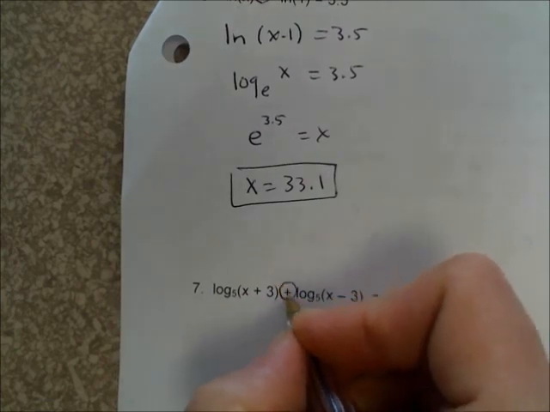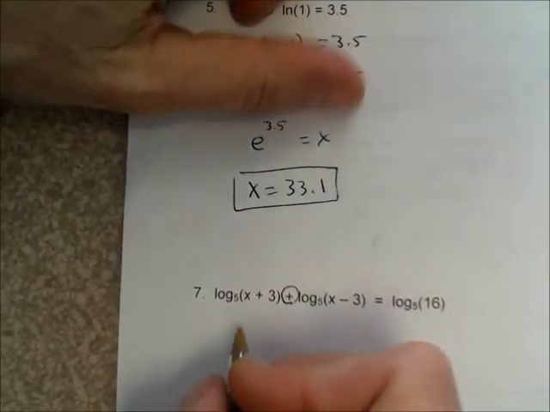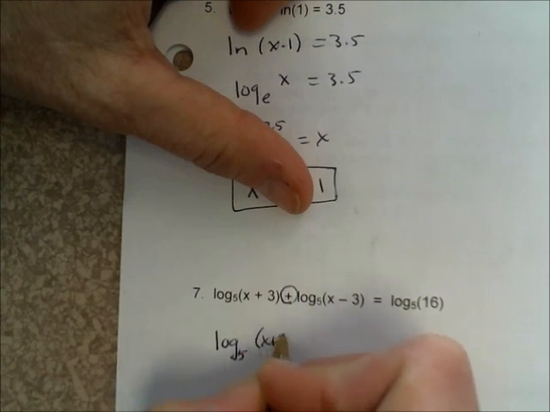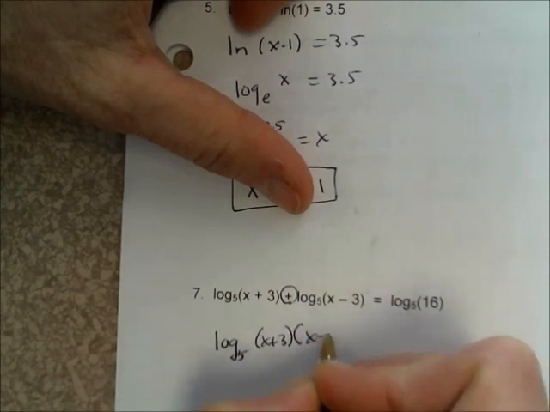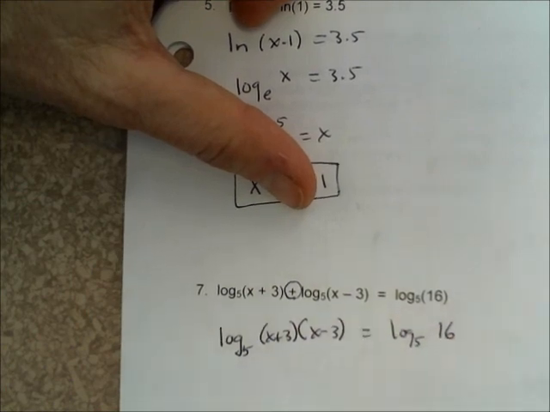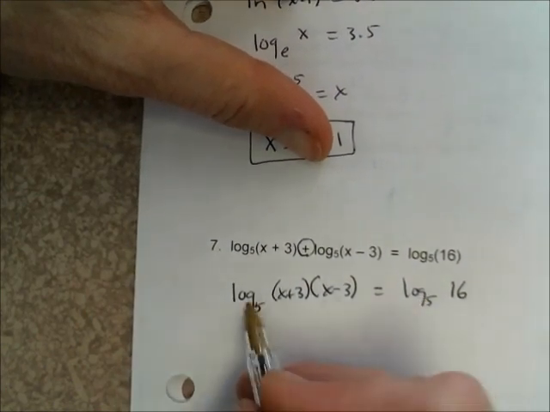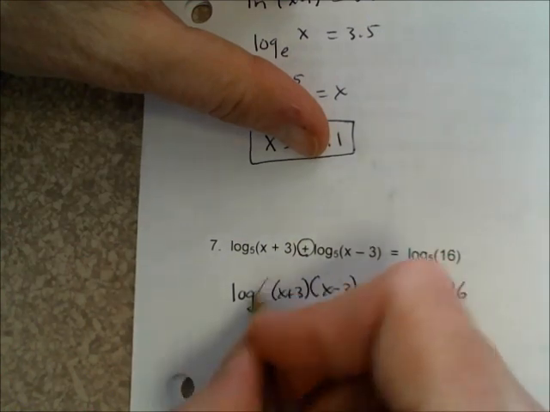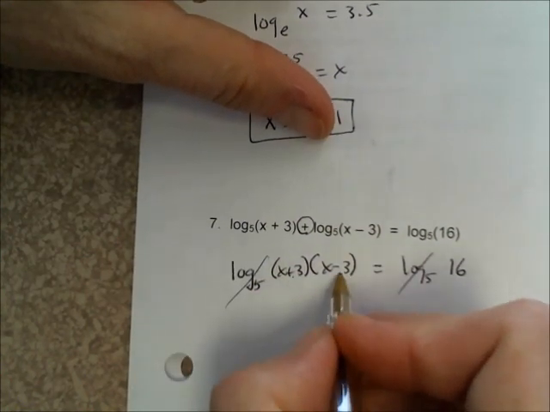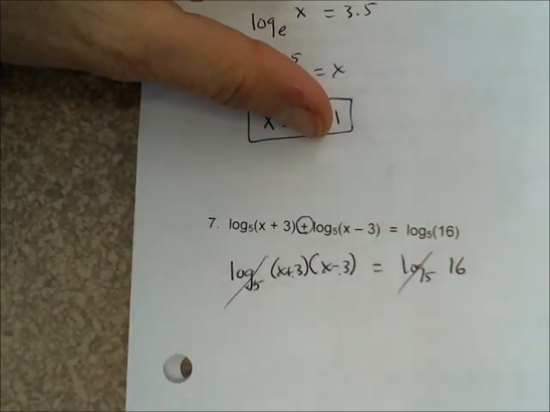Now we have to condense. We have 2 logs separated by a plus sign. So we have the log base 5 of x plus 3 times x minus 3 equals the log base 5 of 16. We have logs on both sides of the equation, so we can just forget about them. And we're solving x plus 3 times x minus 3 equals 16.